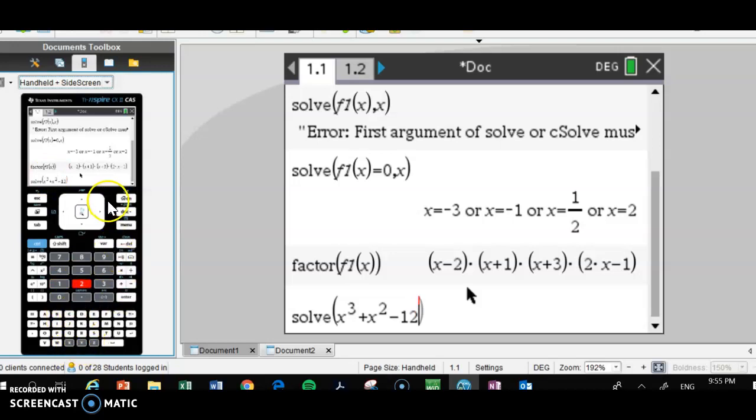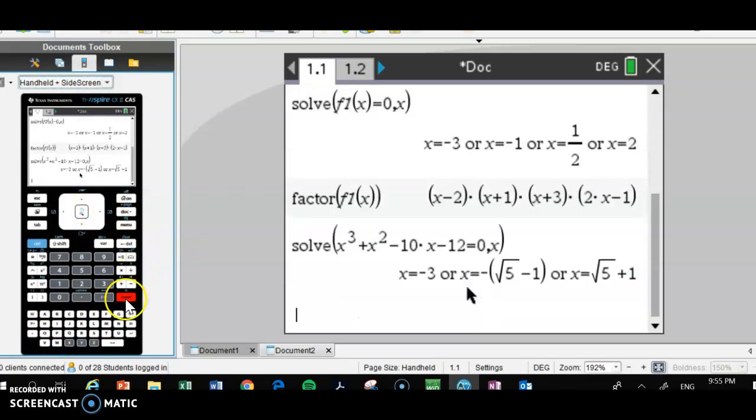Oh, it was a minus 10x, wasn't it? Yes. Backspace, 10x. Minus 12. Well, I hope that was the right one. Don't forget to let it equal to 0 because it's a null factor law. And we're solving for x. And pressing enter. And as you can see, this time it's a cubic.